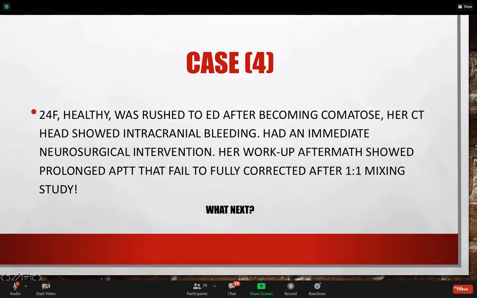24-year-old female, healthy, was rushed to emergency after becoming comatose. Her CT head showed intracranial bleeding, and she had an immediate neurosurgical intervention. Her workup aftermath showed a prolonged APTT that failed to fully correct after a mixing study. What's next? What are we thinking about so far?